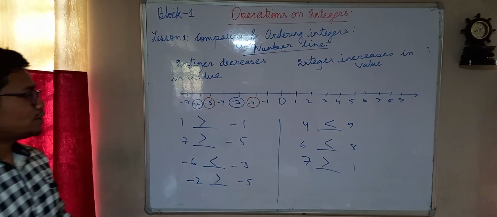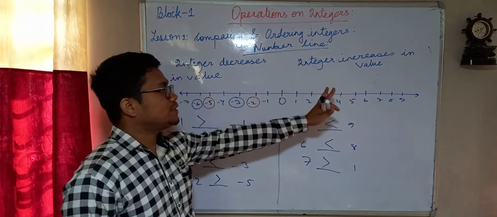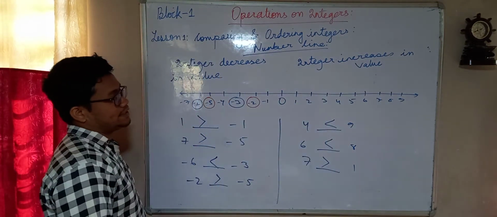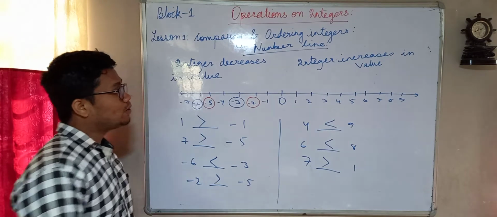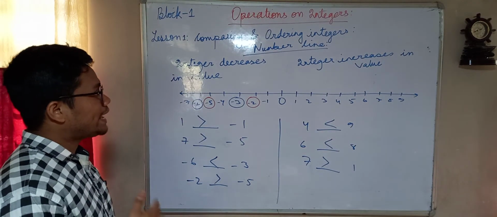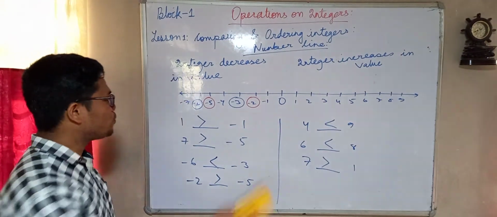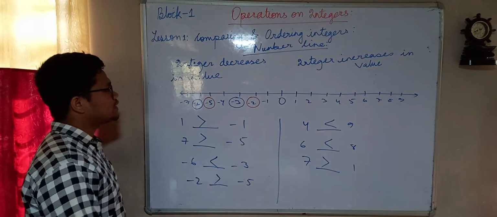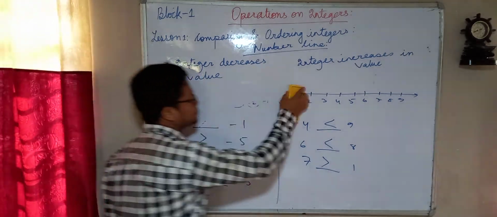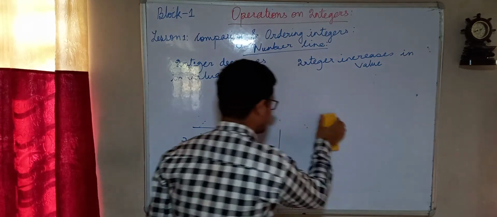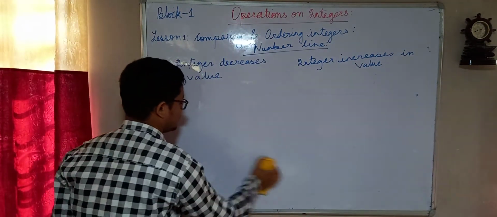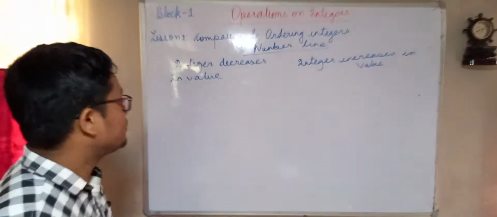Okay children, so that means as you go rightwards, your value increases. As you go leftwards, your value decreases. Very simple. Now let us try to order integers in ascending and descending order. You already learned how to compare integers, so you can easily keep them in order also. Let us rub this. Now let us try to bring it in order. Let me give you some examples.